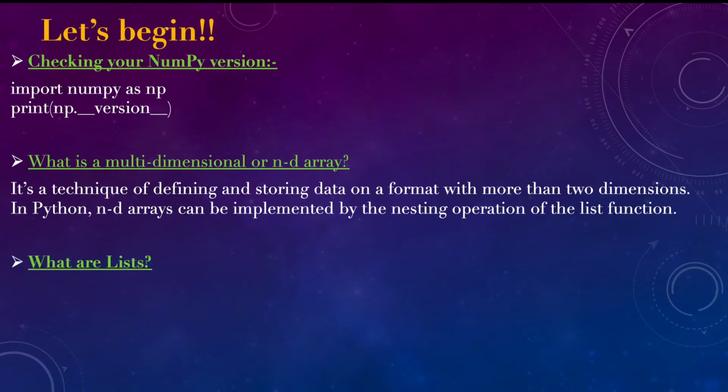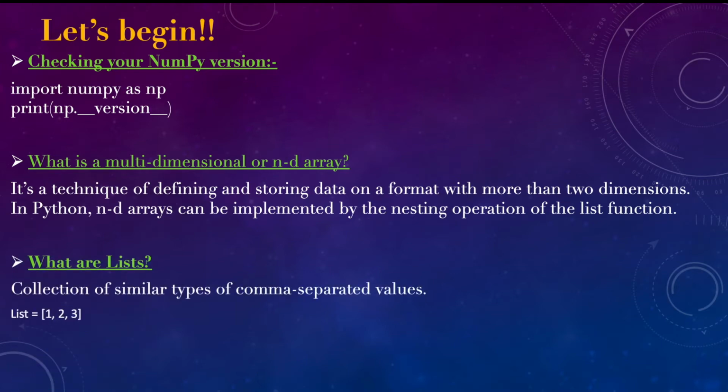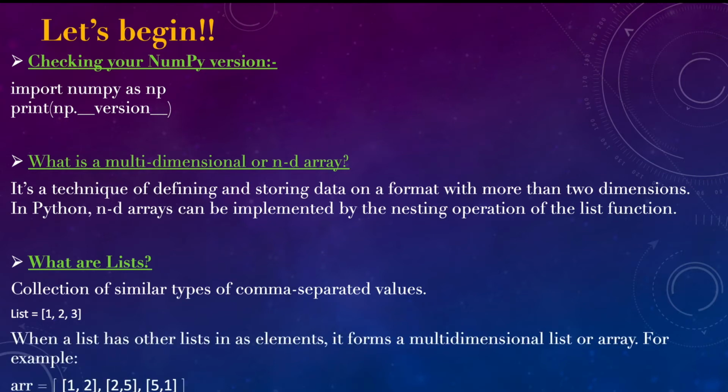So let's see what's a list. Lists are a collection of values that are separated by commas, and they can be used to represent data in this format. Lists can have data such as integer, float, string, etc. and can be modified as well after creation. The indexing in a list is pretty straightforward, with the index starting from 0 and stretching until the length of the list minus 1. So when a list has another list as its element, it forms a multidimensional list or array. You can see the format below. So this list is having 3 lists as its elements.